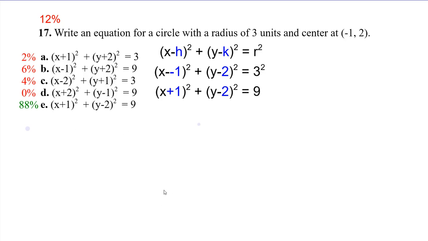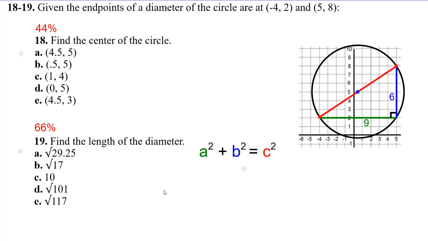Good job. 18 and 19 are kind of two parts. They're asking two different things about the same problem. I kind of like doing these because once you graph it out for one, it's really kind of worth two problems. So really, instead of making one big problem, this gives us an idea of what exactly you're struggling with. So given the endpoints of the diameter of a circle are -4, 2, and 5, 8, so over 5 and up 8. So we can graph that out.